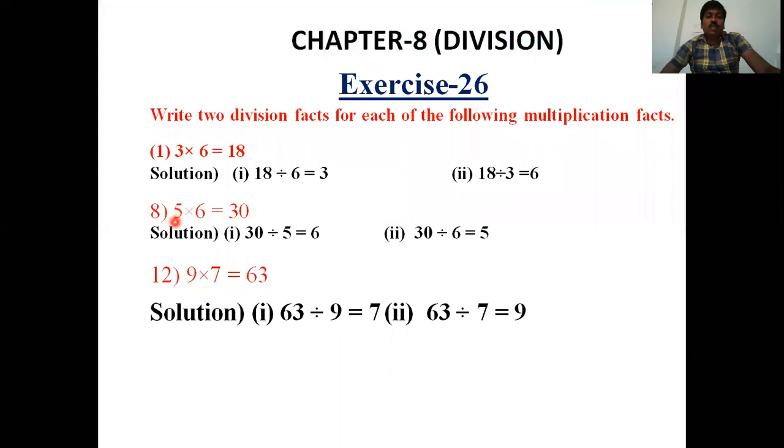Now here is another question. 5 into 6 is equal to 30. When 30 is divided by any one number of the given product, we get the other number. And now 30 divided by the other number, we get the remaining number. Okay, now this is another example, another question of this type.